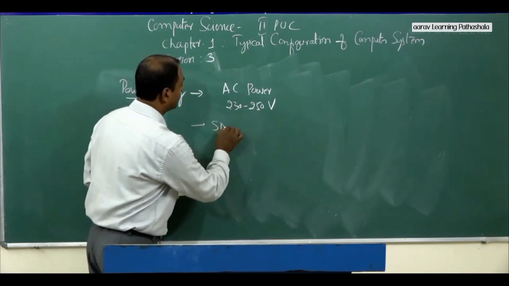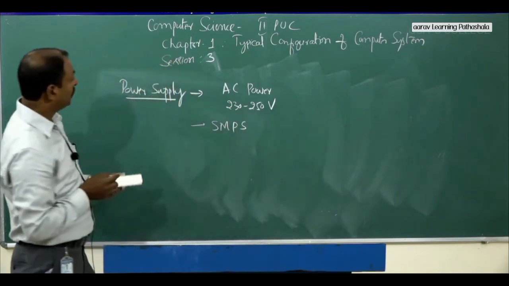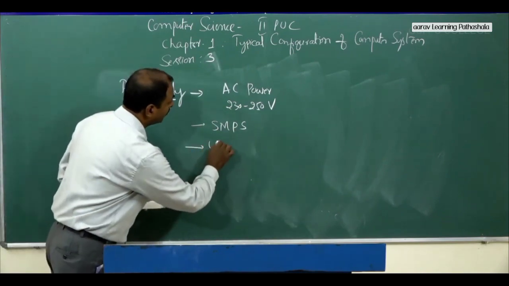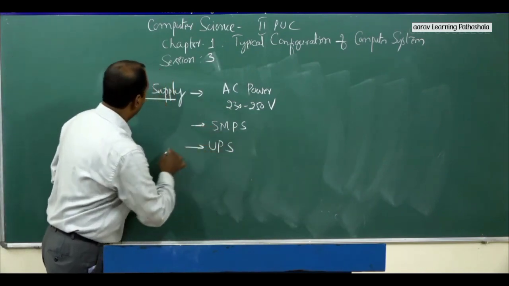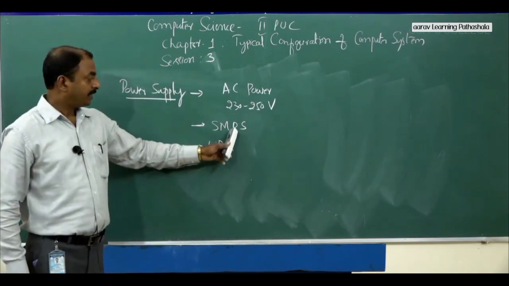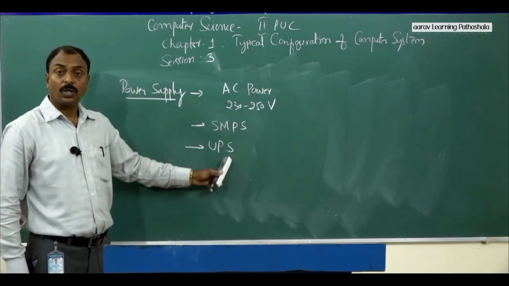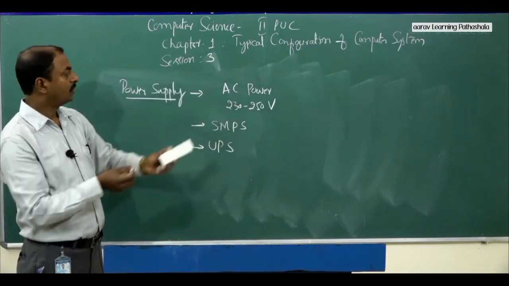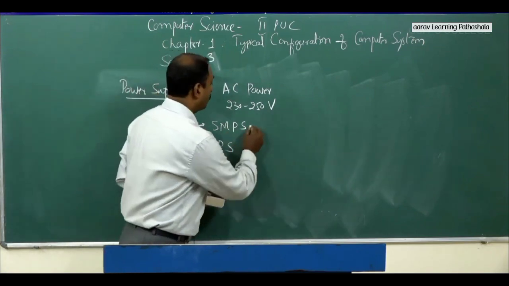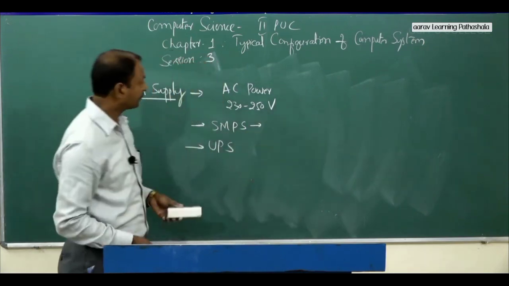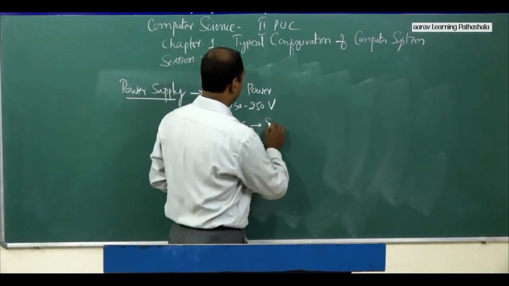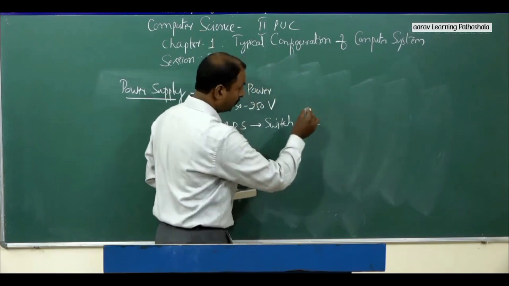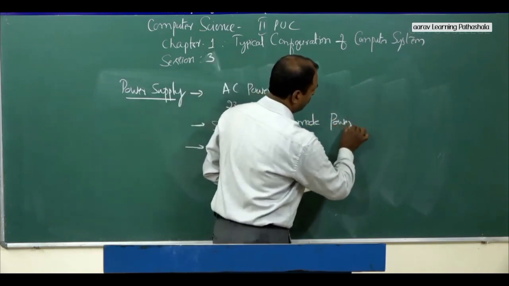The power cable you connect to the CPU connects directly to the SMPS. So one type of power supply is SMPS, and another type of power supply is UPS. What is SMPS and UPS? These are two types of power supply to your computer system. Now let us look into that. What is SMPS? SMPS stands for switch mode power supply.